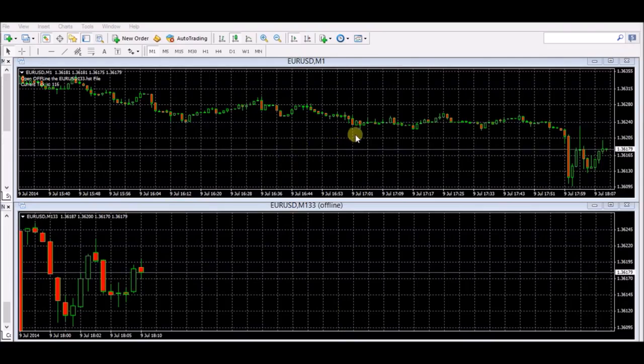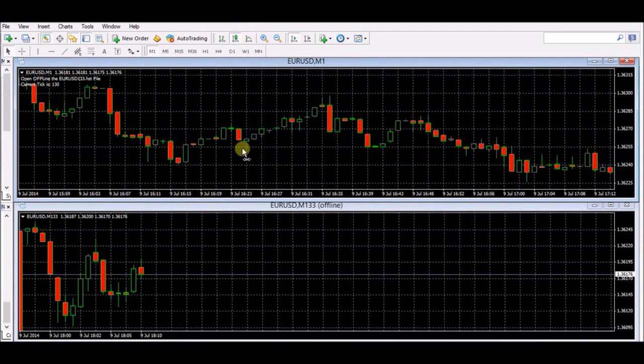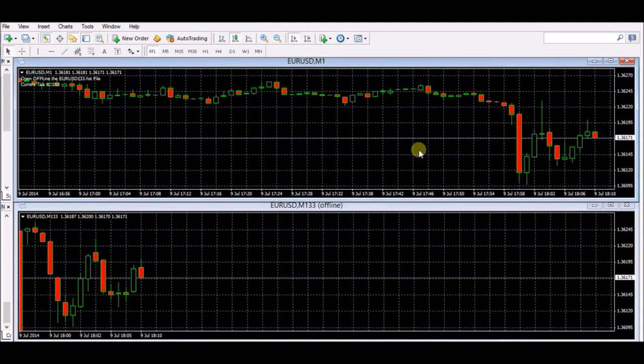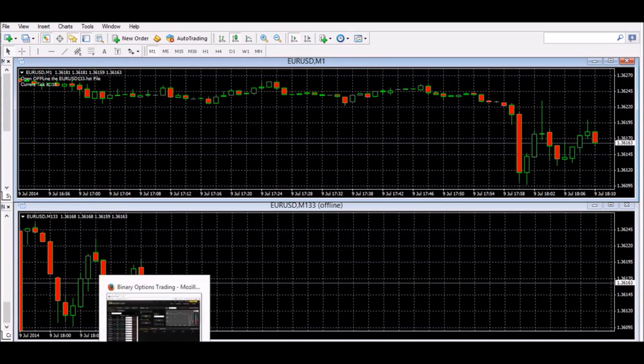Again, here at the top I have my Euro US dollar M1 chart, so that's 60-second candlesticks forming. Here on the bottom I have the custom Opdax indicator. It's an M133 tick chart. So I'm going to zoom in here for a second. And what we're looking for is confirmation of the trend.